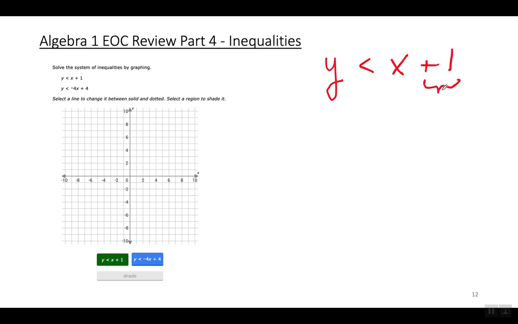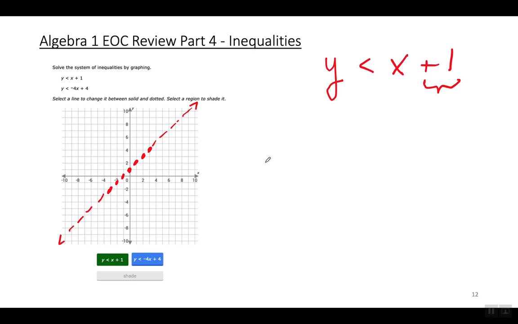So first I'm going to put a dot at the y-intercept, which is right there. What's my slope? It's positive, so it's going up from left to right. Positive 1 over 1. So this is the graph of the line. Okay, slope es positivo 1 sobre 1. And it can't be equal to, so I'm going to draw a dashed line. Okay, no puede ser igual a, así que la línea es una línea rayada.